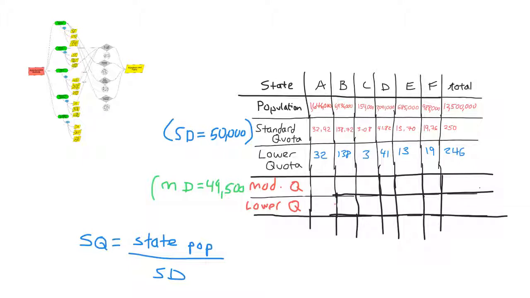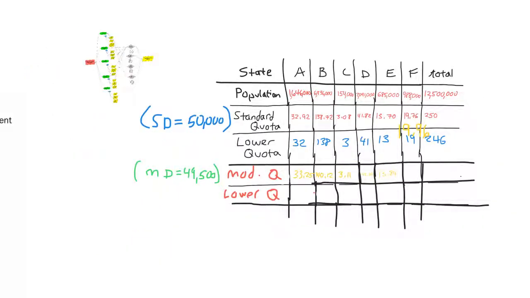Now, when we modify the standard divisor to a lower number, that once again is going to result in larger modified quotas when you compare it to the old standard quota. So I'm going to fill in the new numbers that belong in this row. Okay, so we have new modified quota based on a modified divisor.